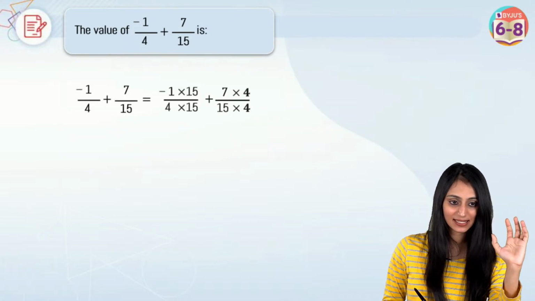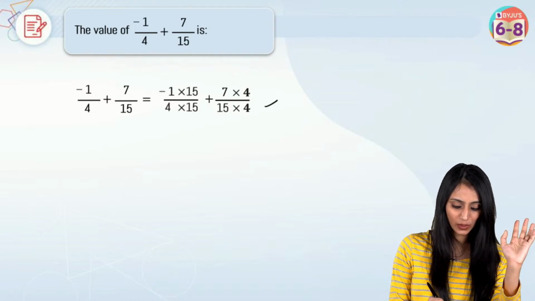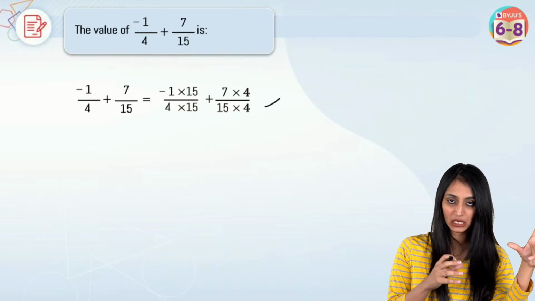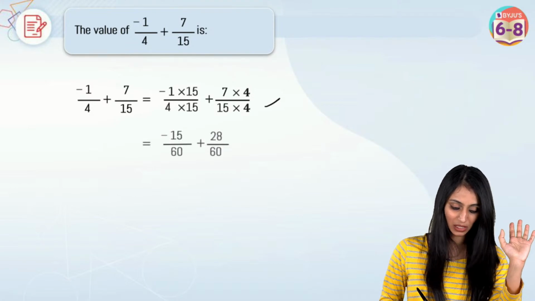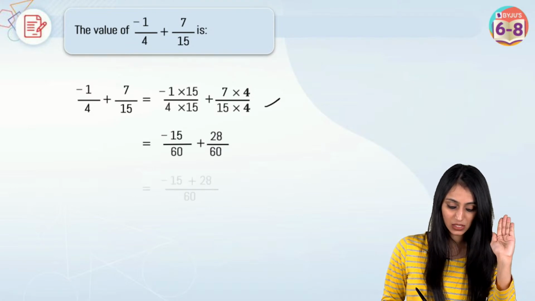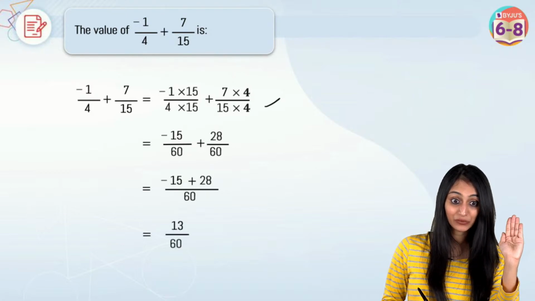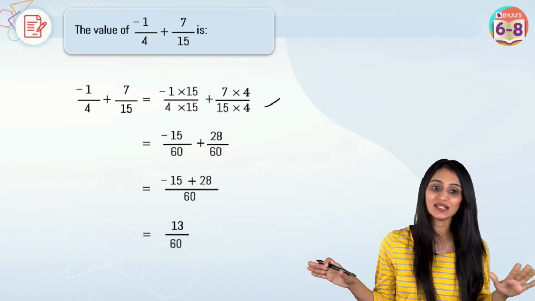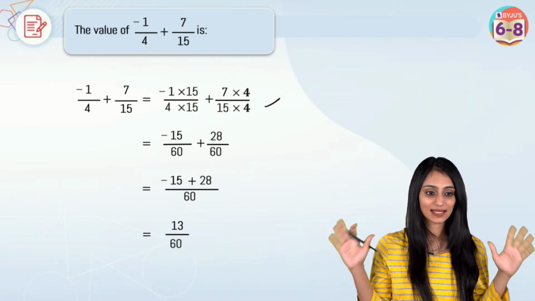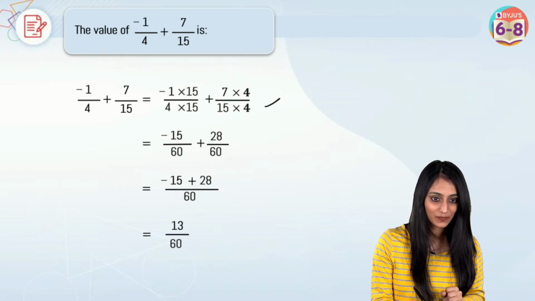So first we take the LCM, right? We have to make the denominator the same. Whichever way you do it, whether we multiply by 15 in the numerator and denominator here and by 4 here, or you can take the LCM also. Same thing. So minus 15 by 60 plus 28 by 60. You take the LCM and plus minus minus, we have 13 by 60. That's the final answer. No confusions in this question? Alright. Let's move ahead.